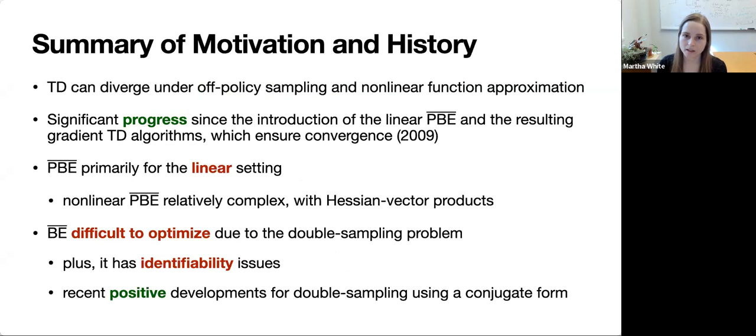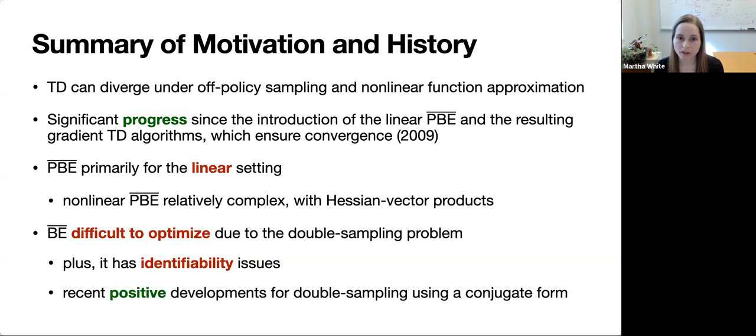So in general, summarizing this larger history and the motivation for trying to do something new is, TD can diverge in the settings that we typically care about, which is off-policy sampling and nonlinear function approximation. We don't want that. We want sound algorithms. There's been lots of progress made with dealing with this problem since the introduction of the linear projected Bellman error and all the gradient TD algorithms. But the issue with the projected Bellman error is that it has been restricted to the linear setting. There was one extension to the nonlinear setting, but it was pretty complex and it was not widely adopted.